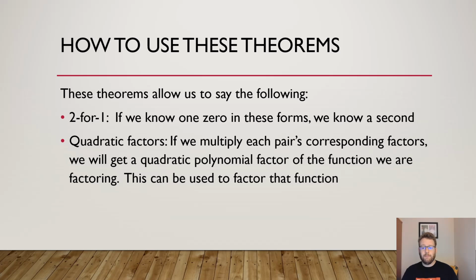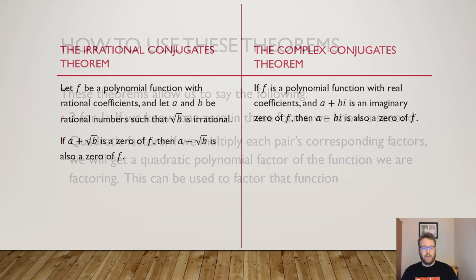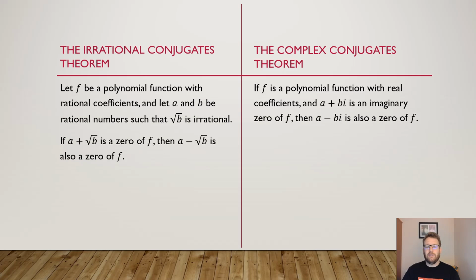Now, it is worth noting that in the case of this irrational conjugates theorem, we have a very specific setup, and it's easy to miss this sometimes. So let me give you an example. Is a plus pi, an irrational number, going to fit this description? And the short answer is no. Pi is not the square root of a rational number. Pi is just pi. It's just kind of a random assortment of never-ending numbers that has no distinct pattern.